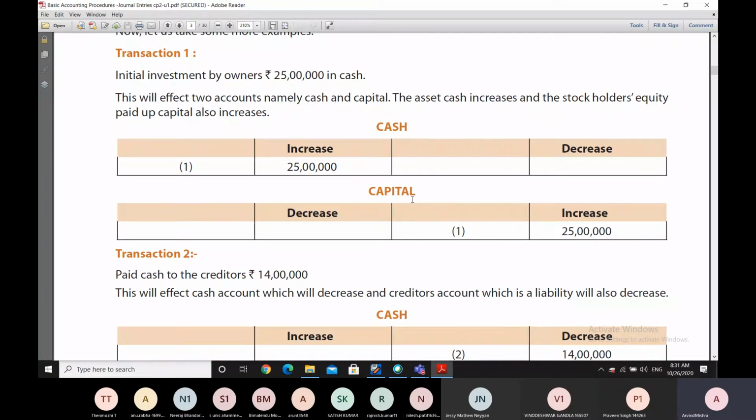So here we have put the capital increase on the right hand side and we have put the cash increase on the left hand side. So if you just assume that we are writing a balance sheet of sorts here, there is one entry of increase on the left hand side and there is another entry of increase on the right hand side, and both the entries are now balanced.